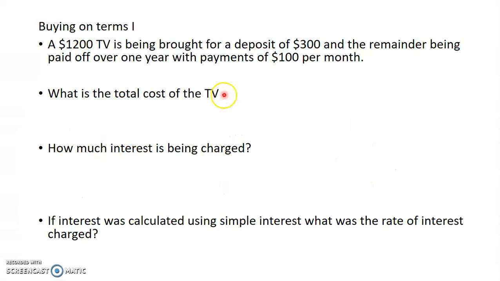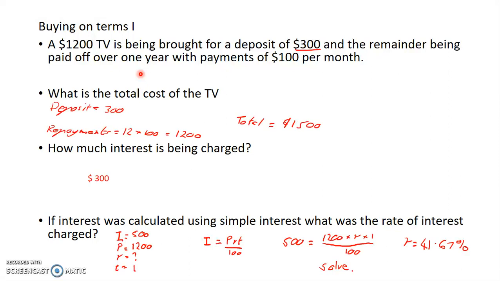Buying on terms. A $1,200 TV is being bought for a deposit of $300 and the remainder being paid off in 1 year with repayments of $100 a month. What is the total cost of the TV? It's a $300 deposit. We're paying 12 repayments of $100, so we're paying back $1,200 in repayments, which gives us a total cost of $1,500. How much interest was charged? We paid $1,500 when the TV was originally worth $1,200, so we have paid $300 in interest.